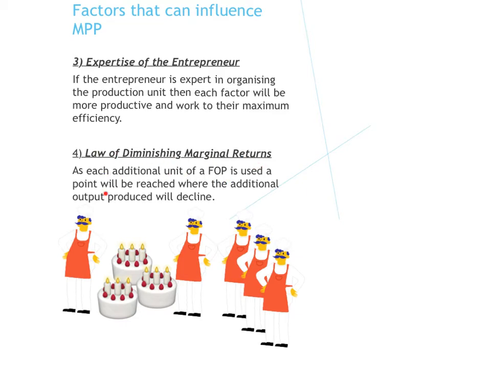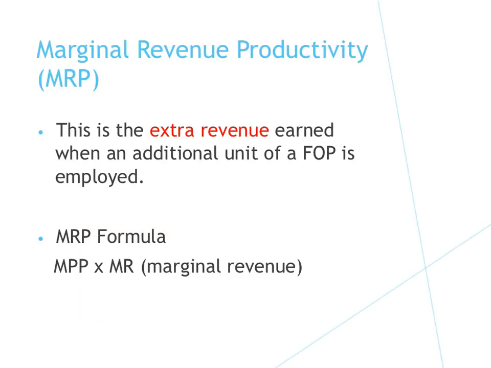As an additional unit of labour is added in this case, a point will be reached where the additional output produced will decline. Because what's going to happen is if these guys are all only to make one cake, let's forget about these 2. They're all going to start getting in each other's way, okay? And you remember that old saying, too many cooks spoil the broth. So from marginal physical productivity, what we really want to know is the money we get when we add an additional unit.